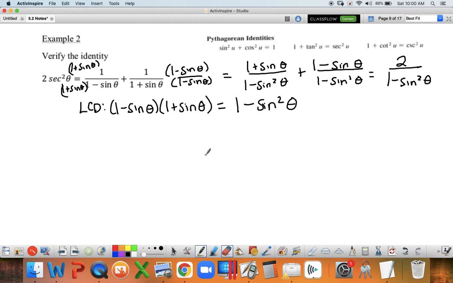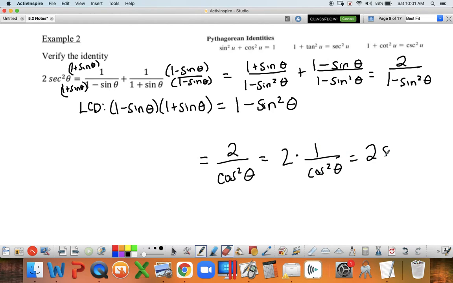And here, right, you might be saying, okay, well, let's go ahead and replace 1 minus sine squared theta with cosine squared theta. So I wind up with 2 over cosine squared theta, which is 2 times 1 over cosine squared theta, and 1 over cosine is secant squared, so I get 2 secant squared theta, which is what I was trying to prove it was equal to. All right, let's look at our third example.